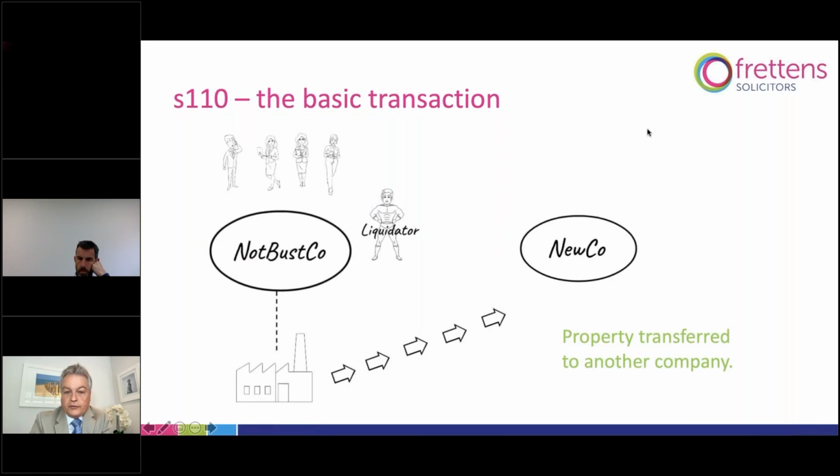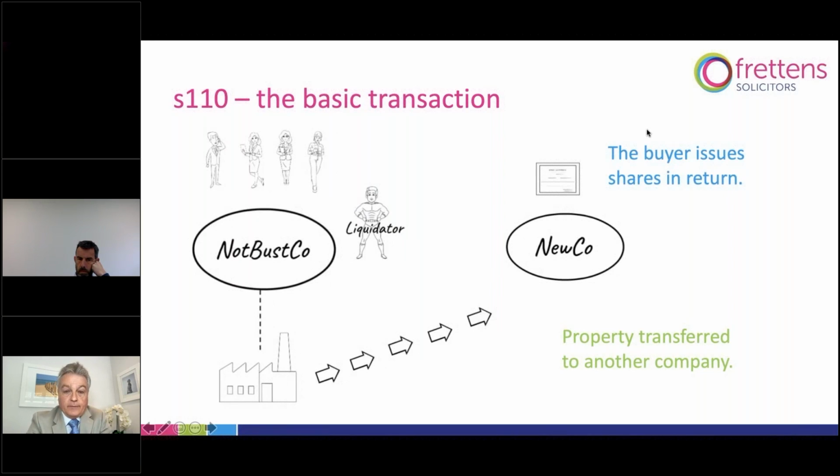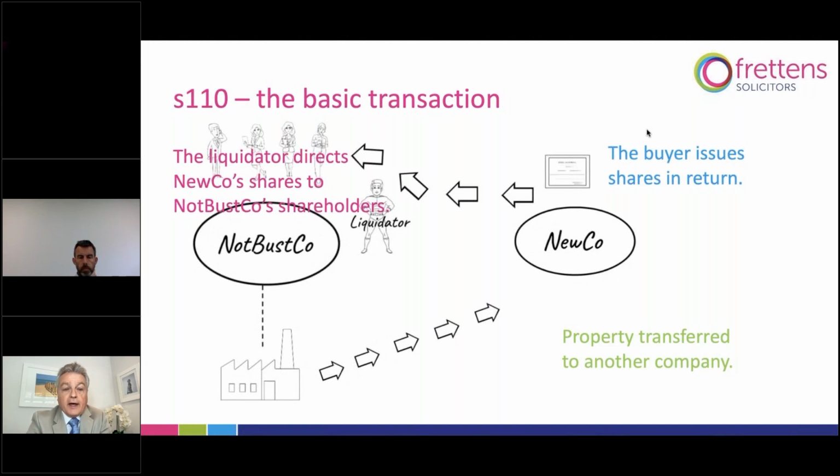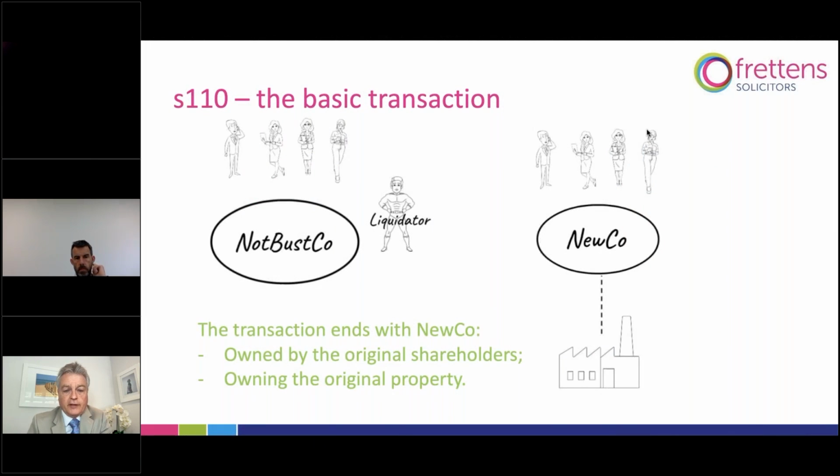Newco would then issue shares to provide the consideration, the sale price for the property that is being transferred to it. And those shares would then be deflected by the liquidator, so that rather than going to Not Bust Co, which is the seller of the property, those shares actually go directly to the shareholders of the company. And in most Section 110 transactions, those shares are never part of the company's property at all. They just go directly to the shareholders.